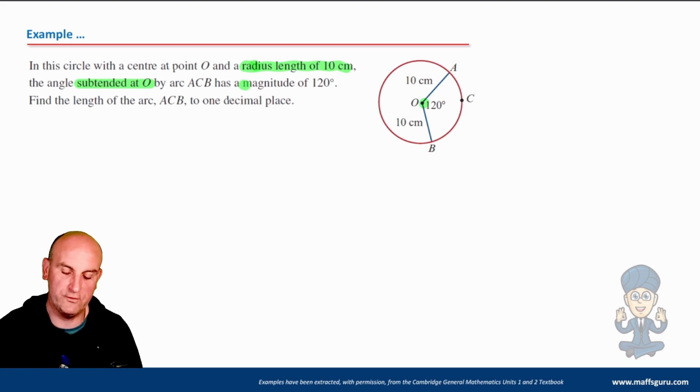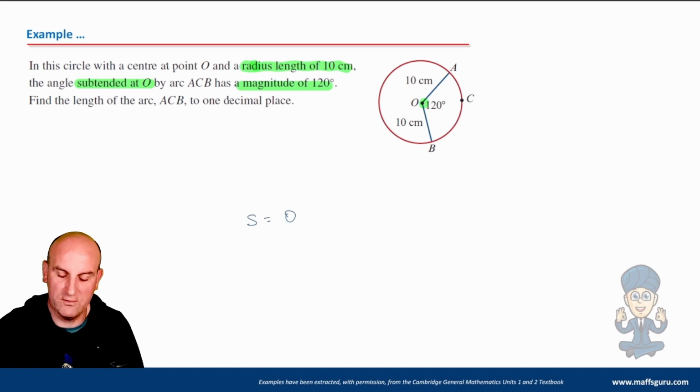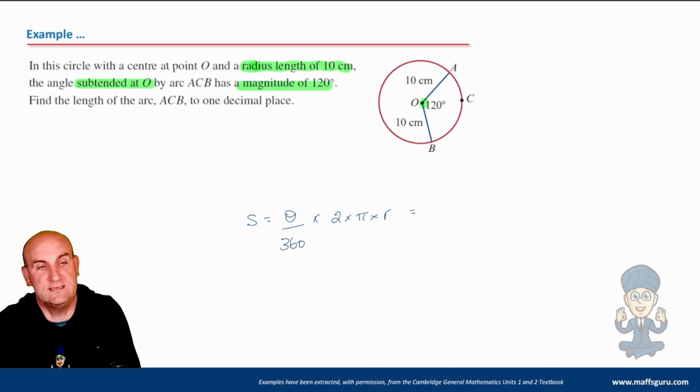Could we throw any more confusing language into this? Magnitude is just size. It just says the size is 120 degrees. Find the arc length, or find the length of said arc. Well, we know the arc length is given by theta on 360 times 2 times pi times radius. And obviously you would have that in your summary book, wouldn't you? Because if you can't remember it, that's okay.